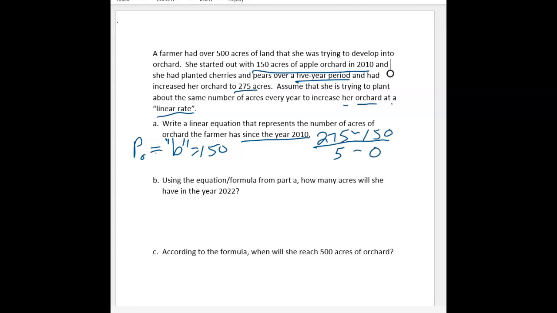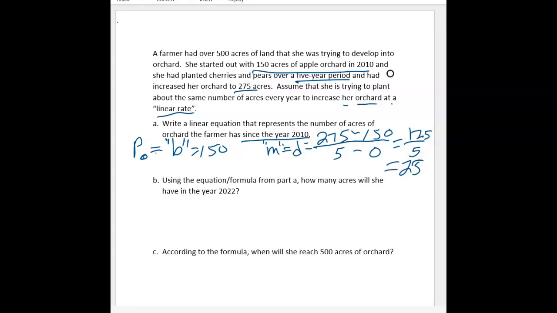So we'll start with 2010, and then in 2015, that's 5 years later. That's our slope. You can call that m, or we can call it d. M is the old y equals mx plus b form, and P sub 0 and d are what are used in the book typically. So that's going to be 125 acres over a 5-year period, which is 25. So that's our slope, or our constant difference.